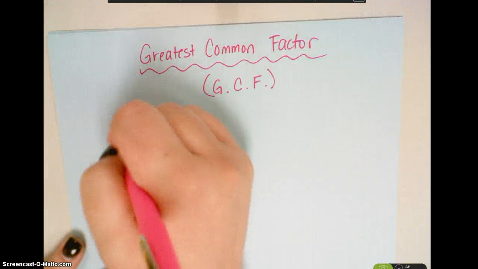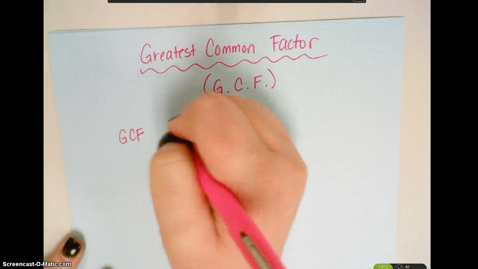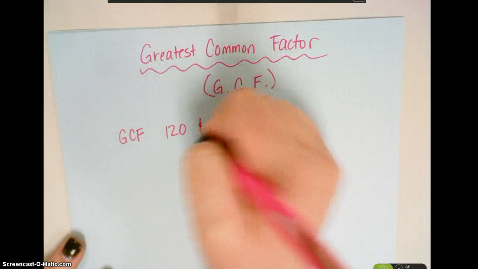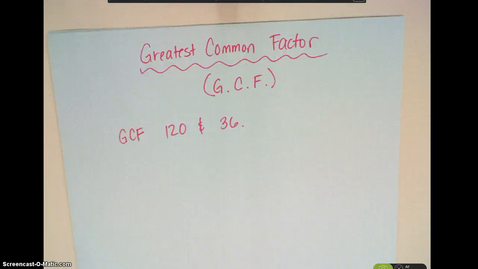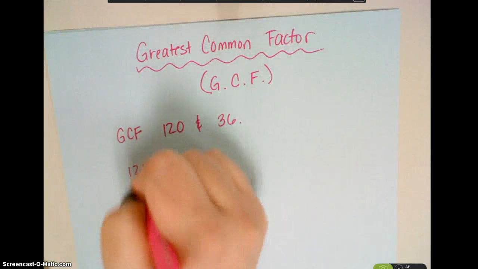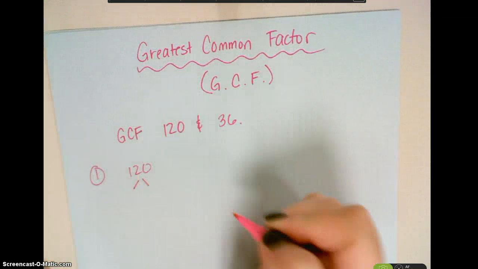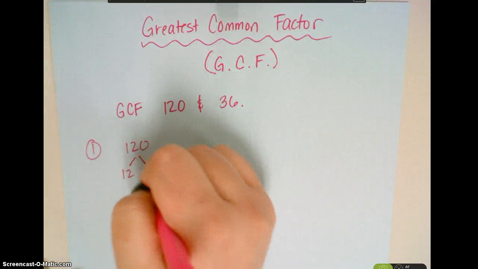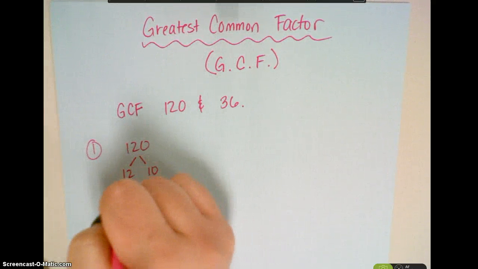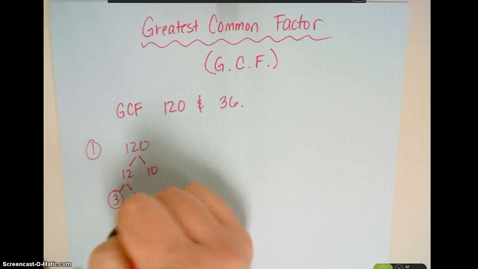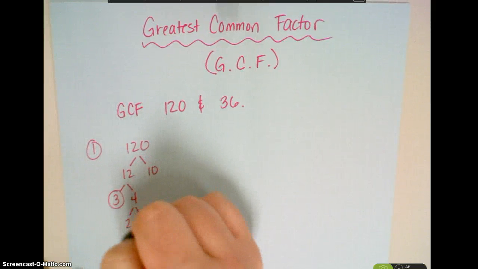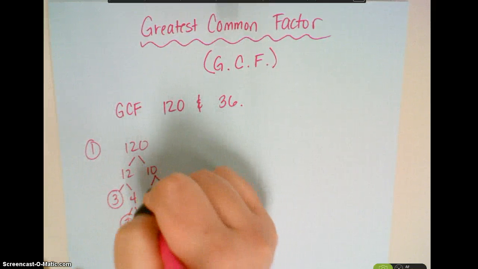So we're going to find the GCF of, we're going to still use 120 and 36. So again, I'll make my factor tree for 120. That's my first step, is to make your factor tree. I'm going to use 12 and 10 again, and then 3 and 4. This is prime, and then 2 and 2. So those are now both prime. 10 can be split into 5 times 2, which is all prime.